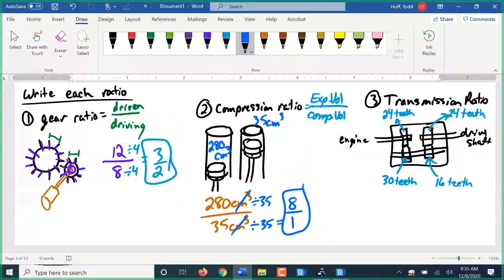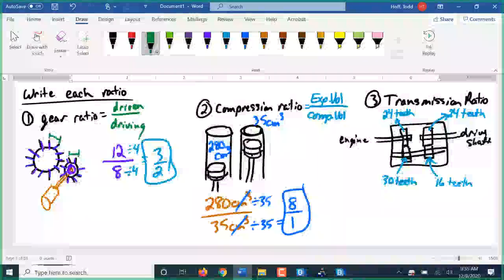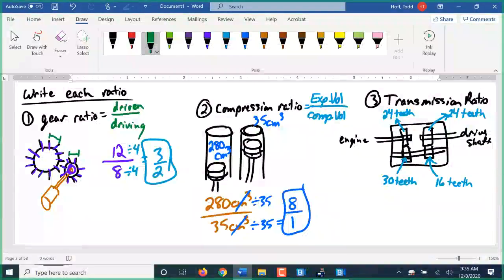The third one here is one that we really haven't looked at yet, but very important for those of you in the auto maintenance class. A transmission ratio. A transmission ratio is usually made up of 2 or more gear ratios. So we have a gear ratio right here. The 24-tooth gear is hooked to the engine, to the crankshaft. It is driving. If I separate the 2 gears, that one's going to keep going.